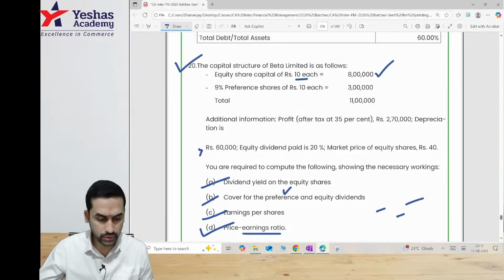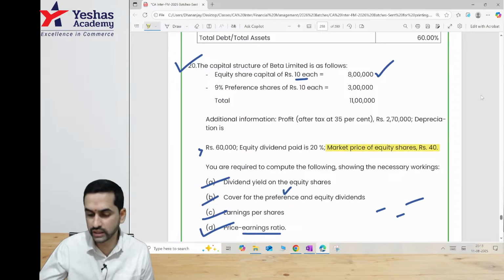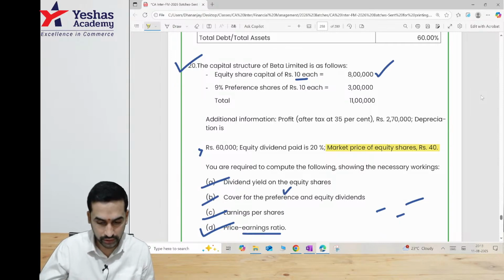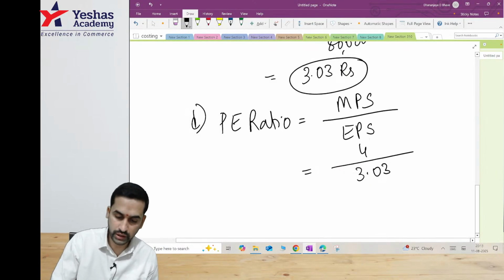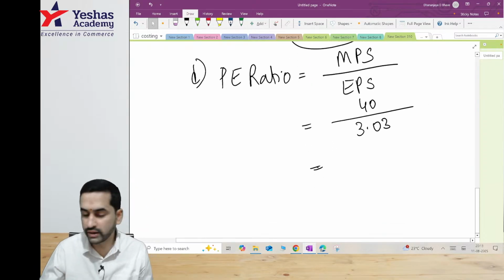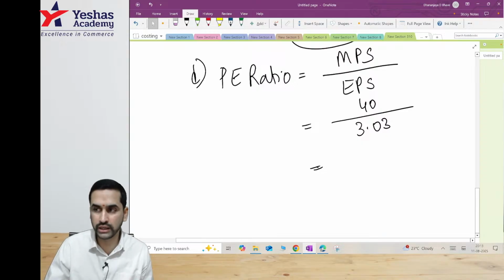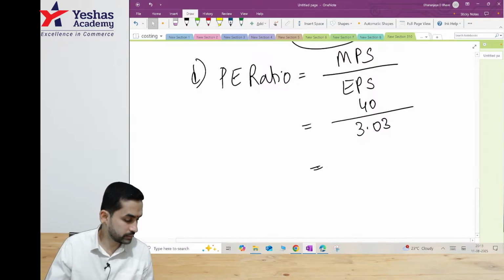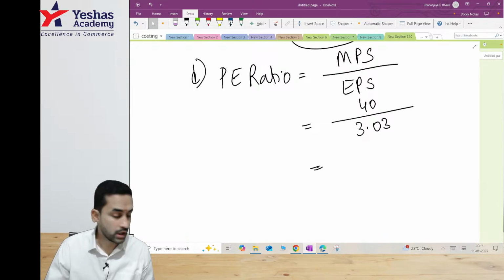Where is MPS? I think MPS was given in the question. Where is it, sir? I'm highlighting. See, this market price of equity share is 40 rupee. That means in stock market, it is trading at 40. So this will be 40 divided by, sorry, 40 divided by 3.03. How much will this be?